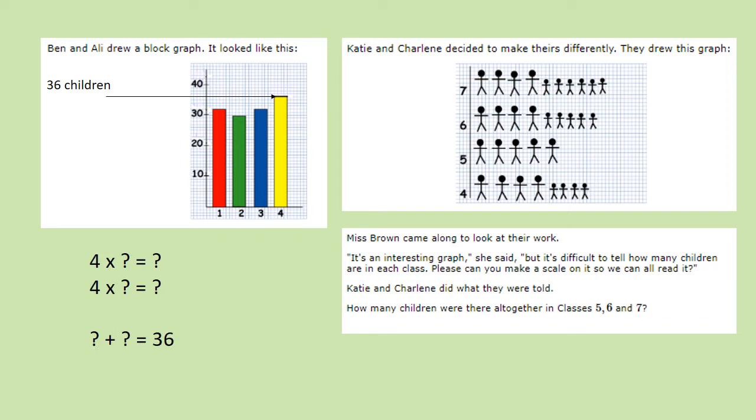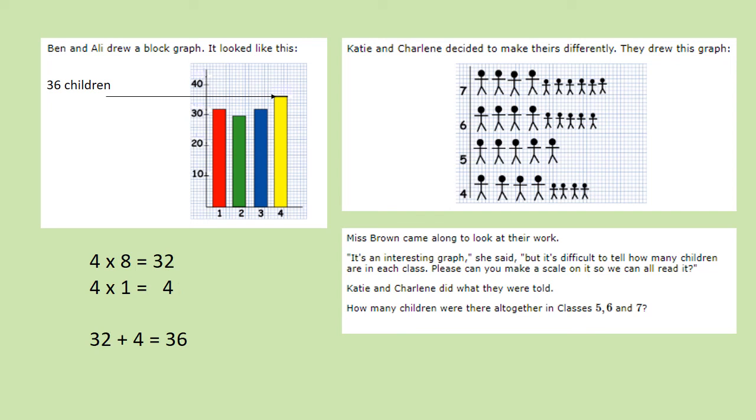You're going to need your knowledge of the 4 times table next in solving this problem. You know that 4 times something equals something, and 4 times something equals something, and when you add those 2 answers together, you're looking to get a total of 36. Have a try and see if you can find a possibility.